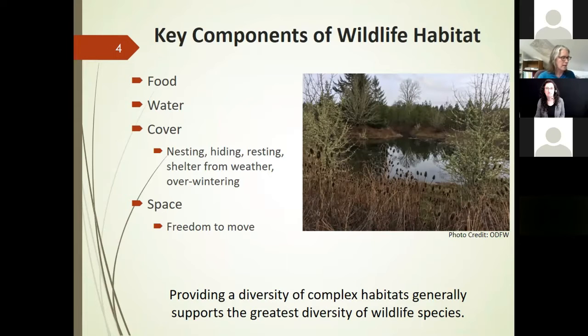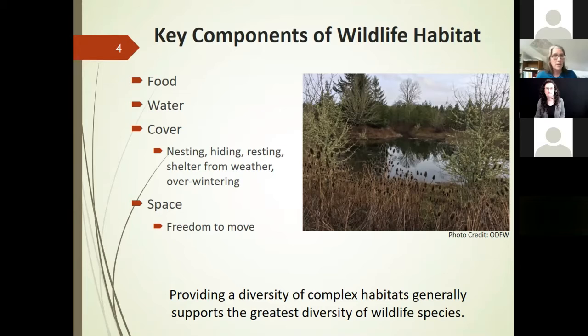So, food, that's kind of an obvious one, but different critters eat different types of food. That could be leaves, berries, nuts, fungi, other species of wildlife that feed on those plant and insect materials.